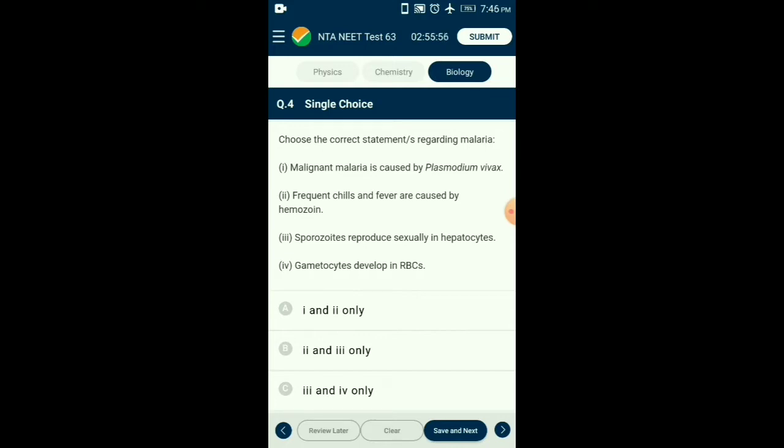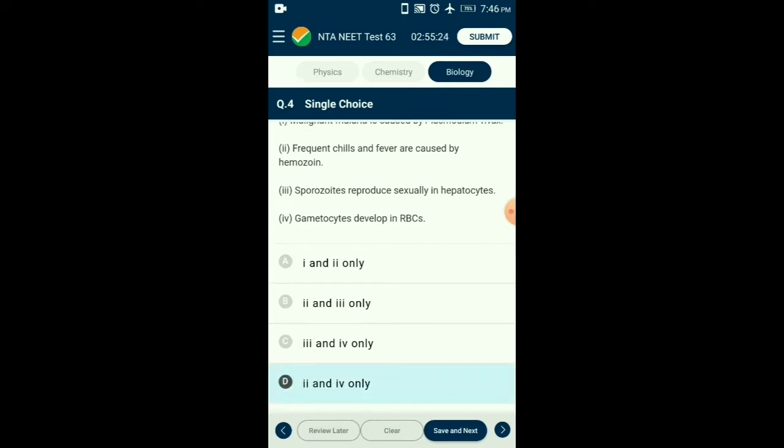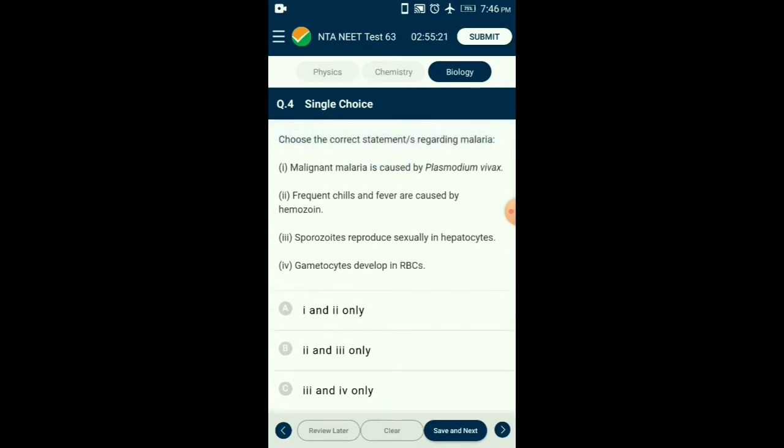In Plasmodium, the sexual stages are produced in humans, but fertilization takes place in the stomach of the mosquito. In hepatocytes, asexual reproduction takes place through schizogony. The sexual stage, that is gametocytes, develops in RBC of humans. So the answer for this question is option D. From the given 4 statements, statements 2 and 4 only are correct about malaria.